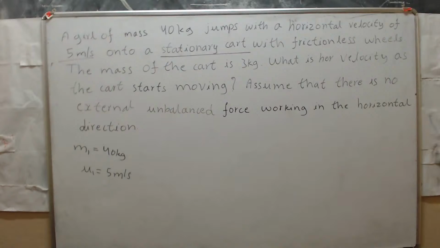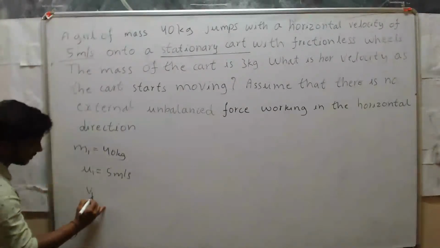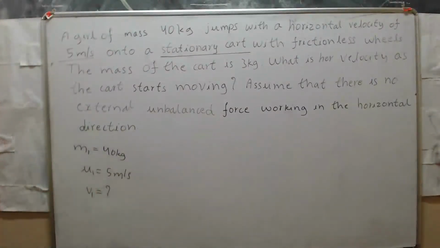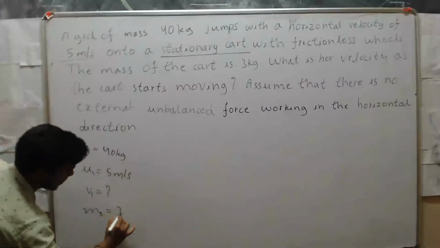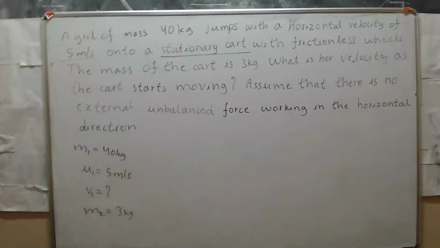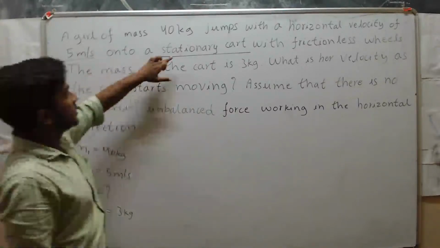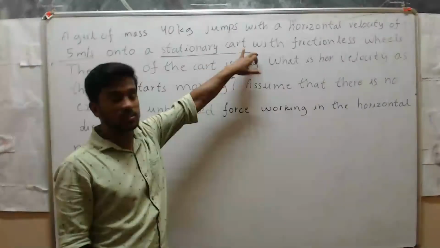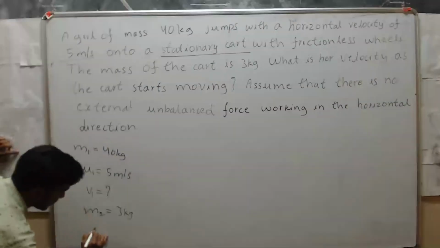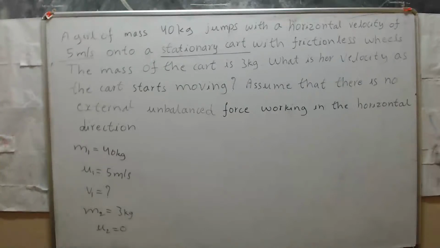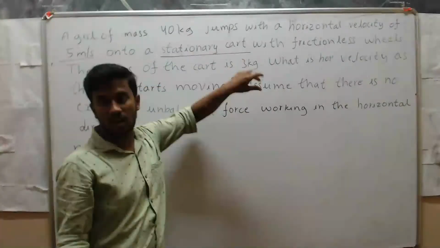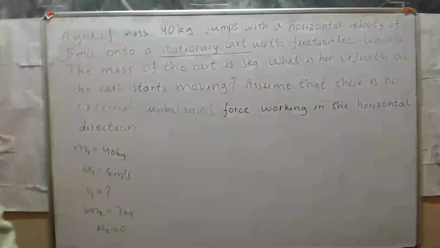Next, what is her velocity as the cart starts moving? So here we need the final velocity of the girl, that is v1. Next, I will take M2 as the mass of the cart, that is 3 kg. Stationary cart means that the cart is initially at rest, so u2 is equal to 0. Why is it 0? Because the stationary cart is at rest.